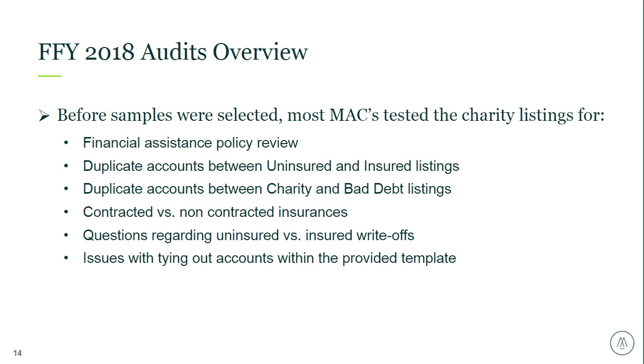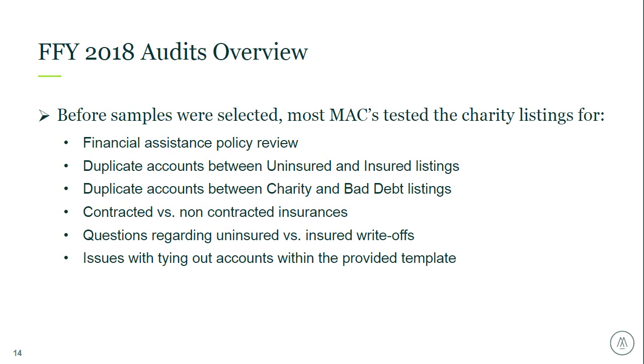Now, Figliozzi, the subcontractor that handled a large number of these S-10 audits, spent a considerable amount of time looking at the insured charity listings to ensure that all insurances included as insured had a contractual relationship with the facility. For insurances such as auto insurances or workman's comp, these were being reclassed to be included in the uninsured column. The S-10 instructions state that patients with coverage from an entity that does not have a contractual relationship with the provider should be reported as uninsured.